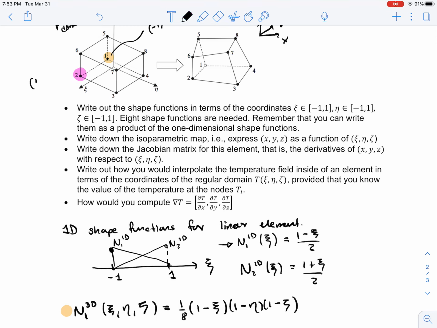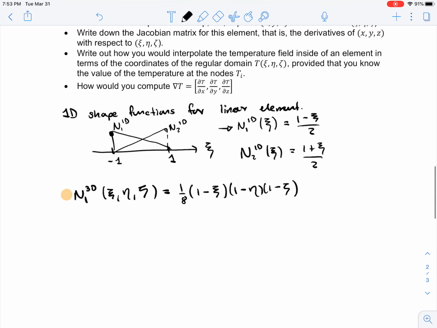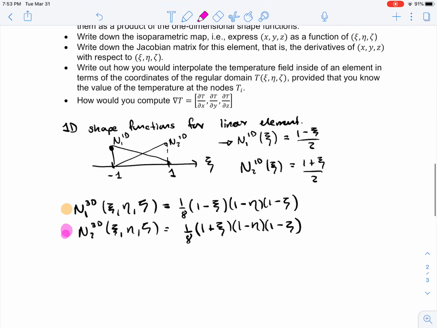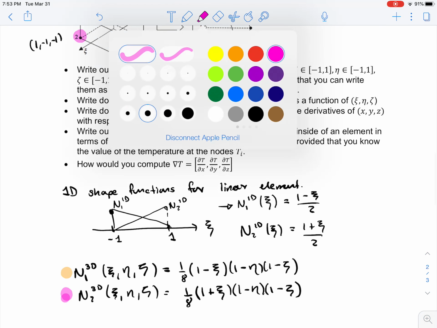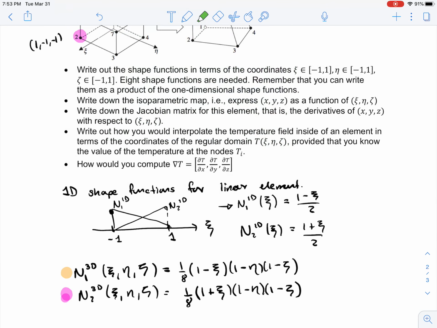So let's look at the second node. The second node has coordinates 1, -1, -1. Because that one has 1, -1, -1, you can guess what the shape function is going to be here. It's going to be the second shape function for xi, but still the first shape function for eta and zeta.